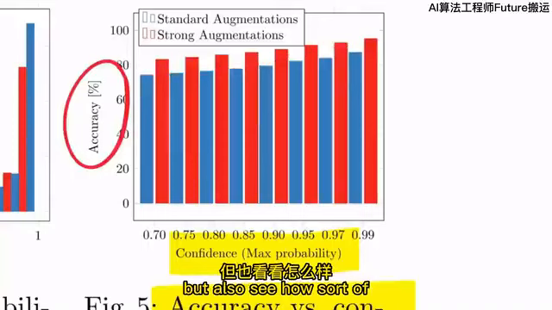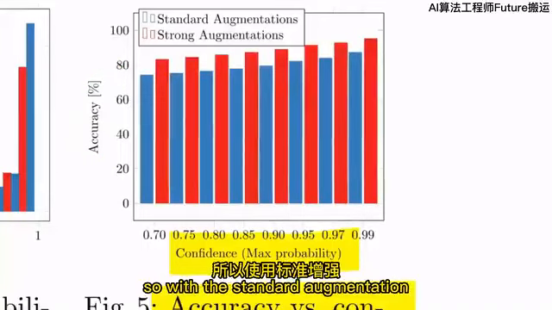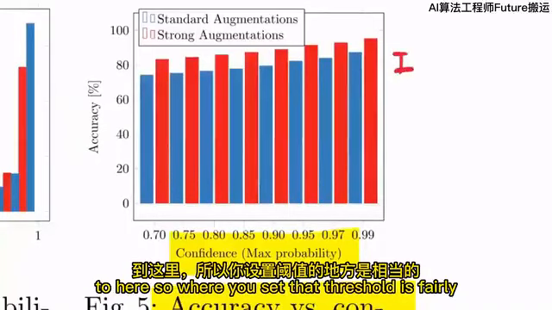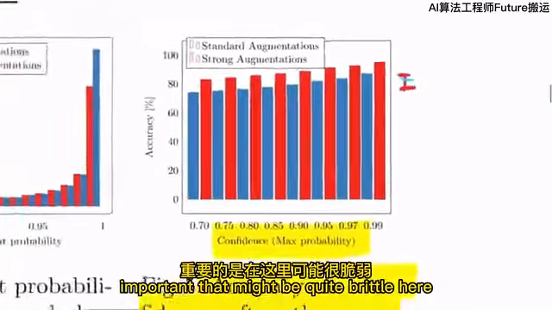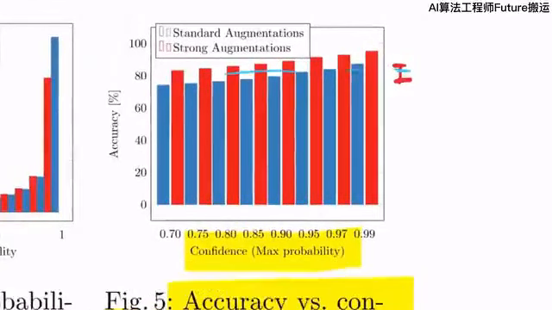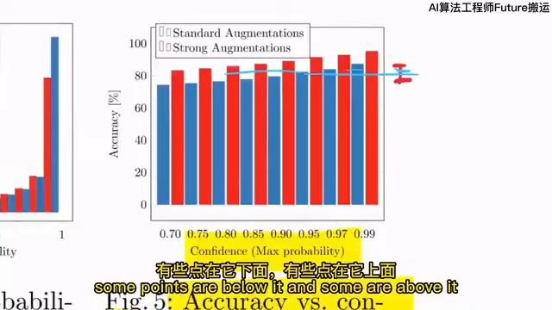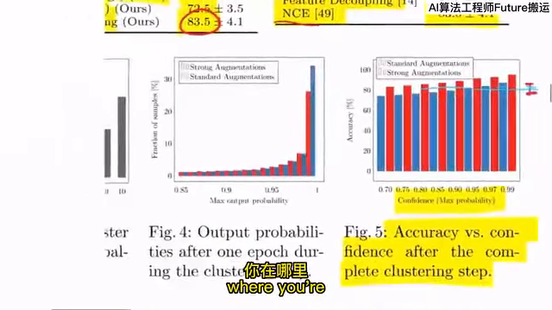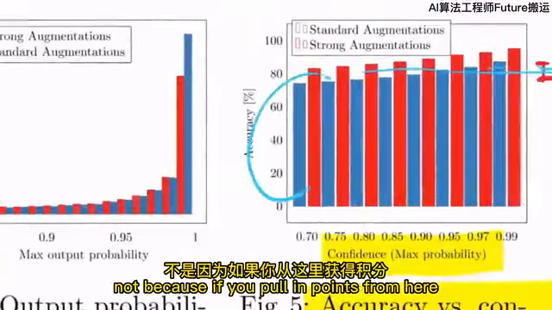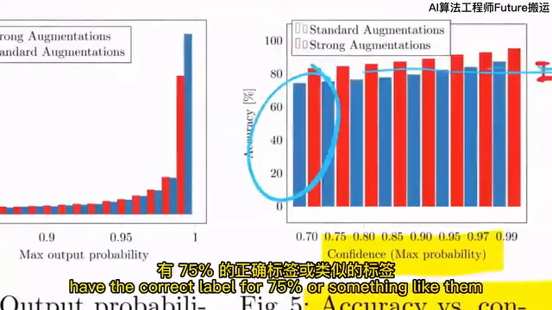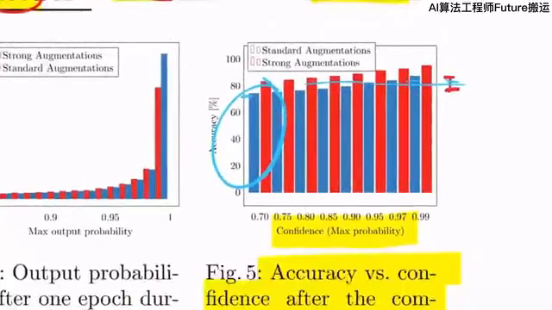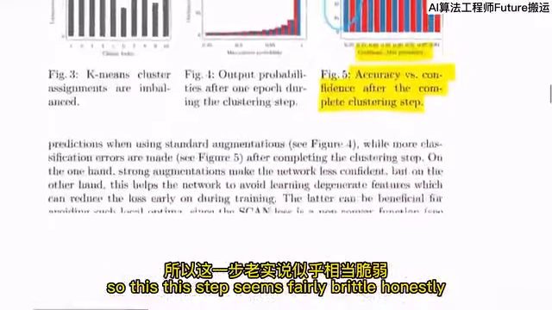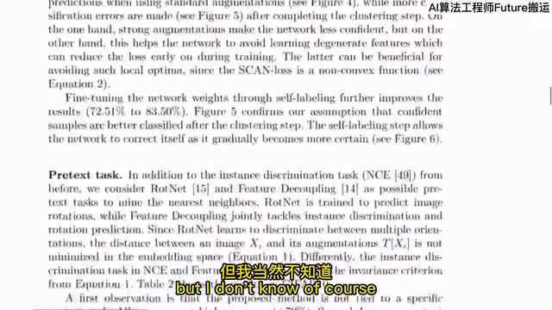But also see how the range here is quite small. So with the standard augmentation, it goes from here to here. So where you set that threshold is fairly important and might be quite brittle here, because you need to set the threshold such that some points are below it and some are above it, and you don't want to pull in points where you're not confident, because if you pull in points from here, you only have the correct label for 75% or something like that of them, and that means if you now self-label and learn on them, you're going to learn the wrong signal. So this step seems fairly brittle, honestly, but I don't know, of course.